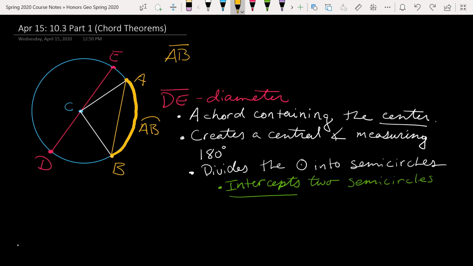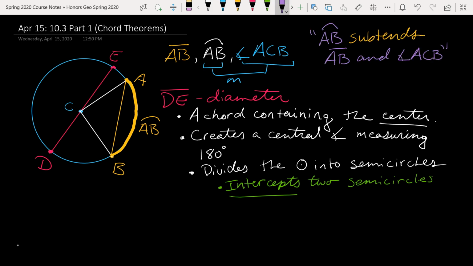So just looking at the picture, we can see that chord AB, arc AB, and angle ACB are all closely related to each other. We know that the measure of arc AB is going to be the same as the measure of angle ACB. And to get back into the fancy language, we say that arc AB subtends both chord AB and angle ACB. Just to point out that word subtends one more time.